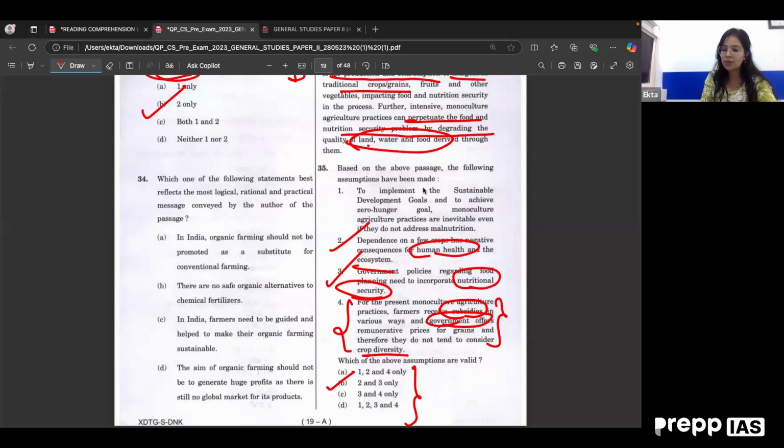Statement number 1 भी देखते हैं. To implement the SDG to achieve zero hunger, they are inevitable even when they do not address. It is completely out of the scope. Right? Nothing like this has been mentioned. Nothing like this can be said from the given information we have. ठीक है, GS knowledge apply नहीं करेंगे. Passage में कितना हमारे पास knowledge है उसके हिसाब से we'll move. Right? Okay. Well done, everyone.